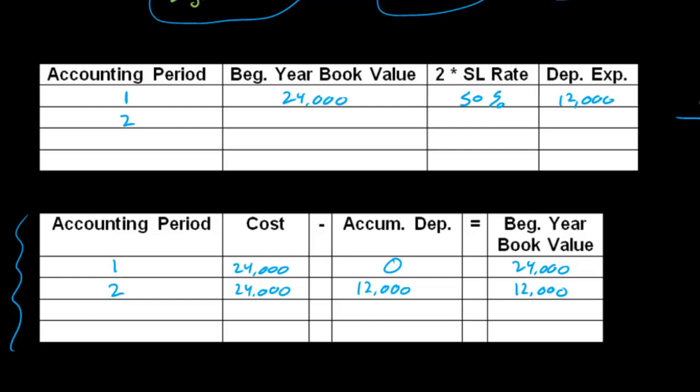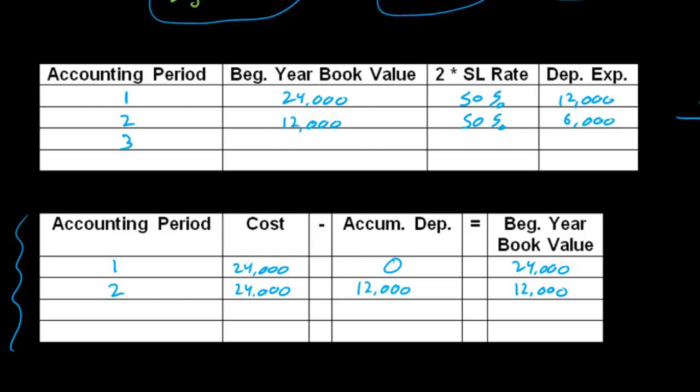So for year two, I used the beginning of the year book value of $12,000, multiplied it by twice the straight line rate of 50%, and I get $6,000 depreciation expense. So that's how much depreciation expense I would take in year two. Notice that the amount of depreciation expense is decreasing. We take more in the beginning. That's why this is an accelerated method.